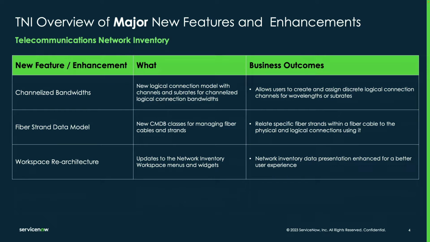Channelized Bandwidth is new with the Washington DC release. This is the ability to create logical connections that have channelized logical connections associated with them. We'll go into the use cases for that. We are introducing a new data model to support our ability to manage fiber cables and fiber strands. And then we'll wrap up with a workspace re-architecture of the network inventory workspace and some of the updates that we've made to that workspace.